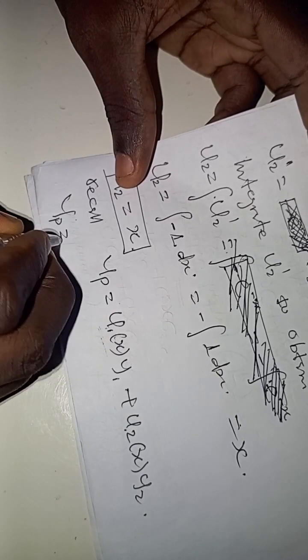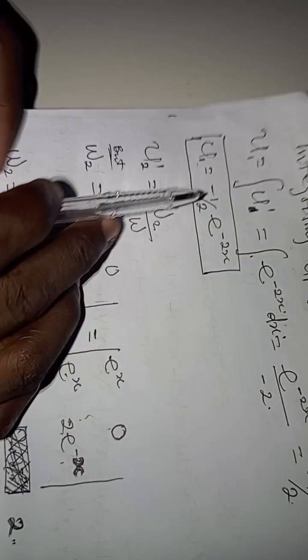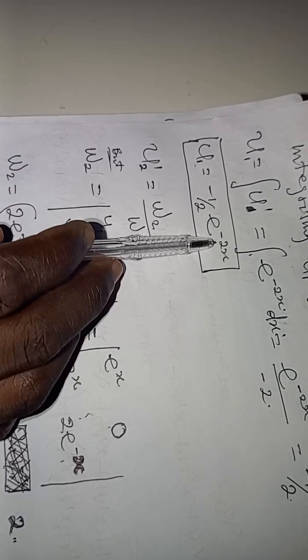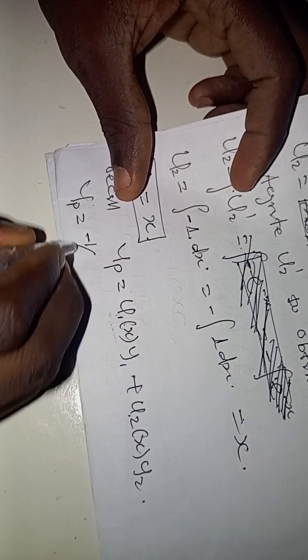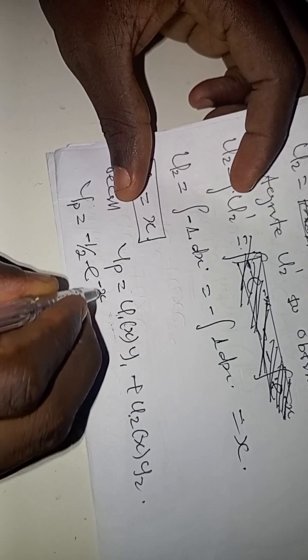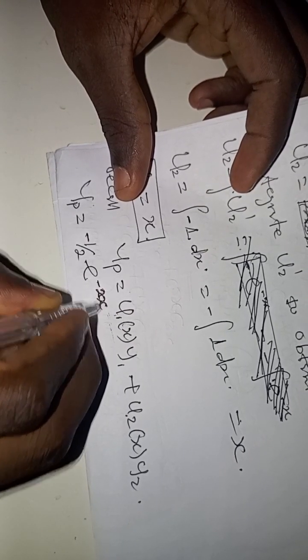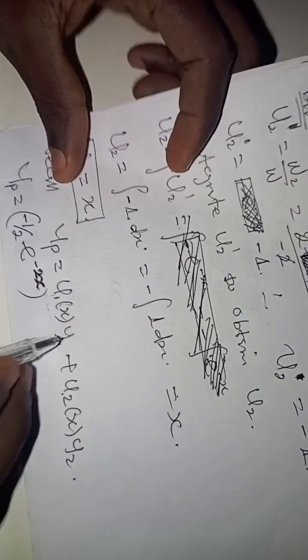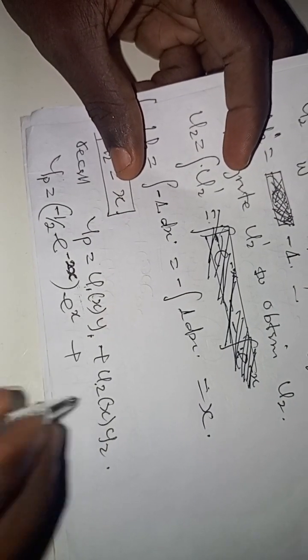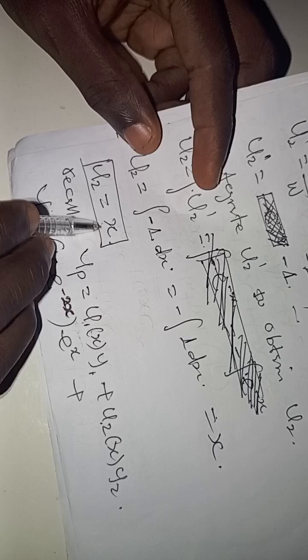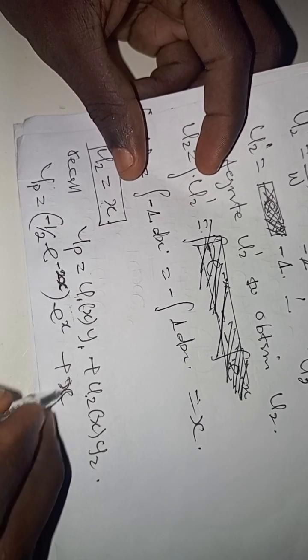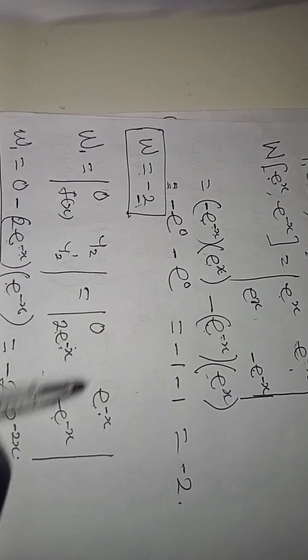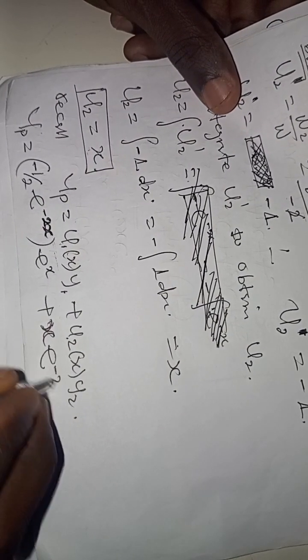We'll just substitute them here in order for us to get the y particular. So yp from here is equal to my u1, which is -1/2 exponential -2x, times y1. From here our y1 is exponential x, then plus u2 here, which was obtained to be x, multiplied by y2, and y2 is given by exponential minus x.